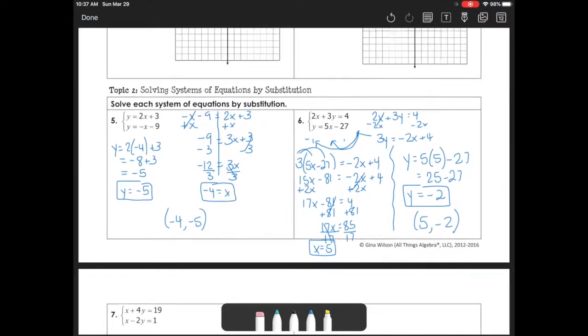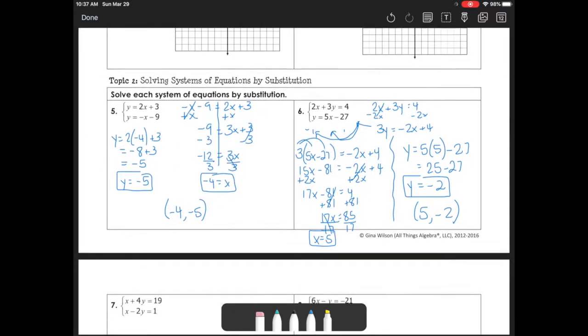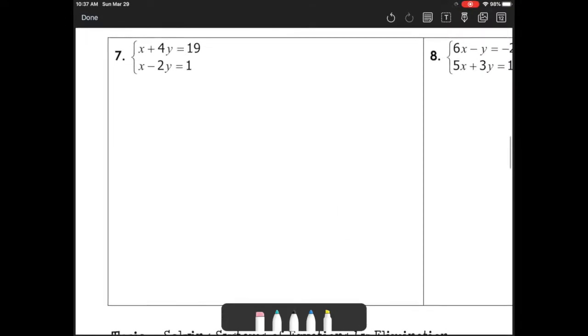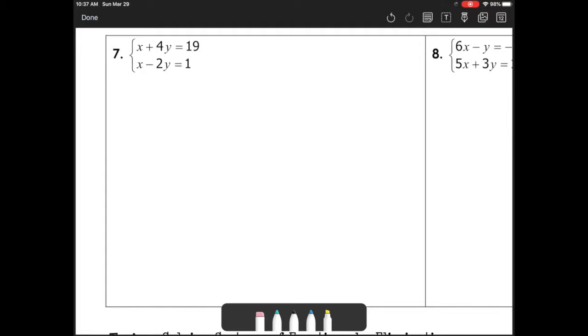We have 2 more substitution problems to go. These problems are a lot of work, guys, for sure. Okay, I have x plus 4y equals 19, x minus 2y equals 1. Both problems have an x with a coefficient of 1, so I can just choose which one I want to solve for. I think I'll do the second one.